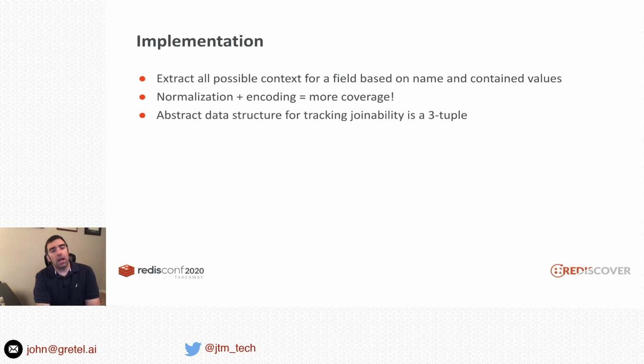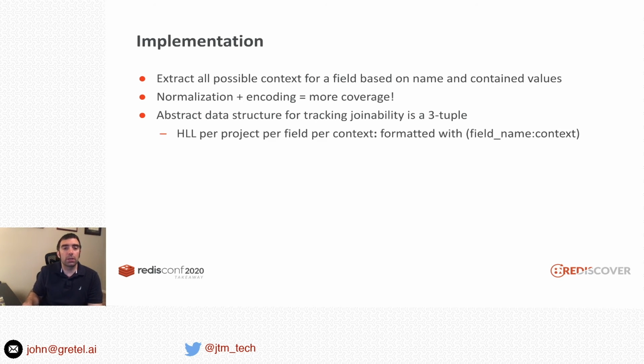And then finally, the high-level abstract data structure that we are tracking for joinability becomes a 3-tuple. I'll walk through how we compute that abstract 3-tuple here. So what we do, we have this notion of a project. A project is like a stream, just like a repo in GitHub. And so what we do is we maintain a HyperLogLog per project, per field, per context. And this is formatted by the field name and the context itself.